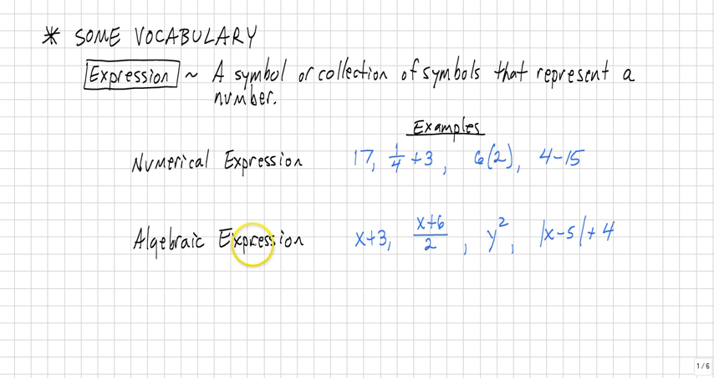An algebraic expression is the same idea, except now we have variables. So x plus 3, or something like x plus 6 over 2, or y squared, or any collection of symbols. It still represents a number, it just uses variables instead. So x plus 3 is still some number, we don't know what number it is until we plug in a number for x. So we have numerical and algebraic expressions.